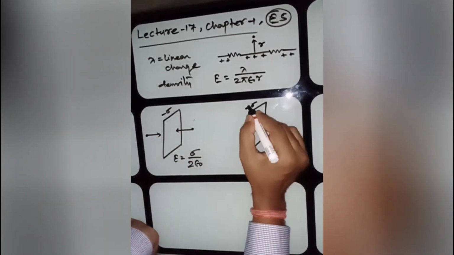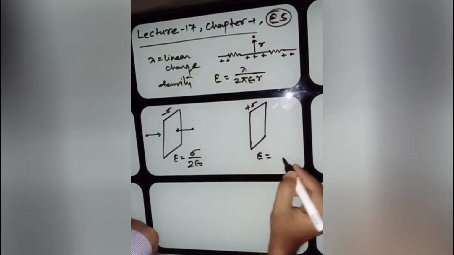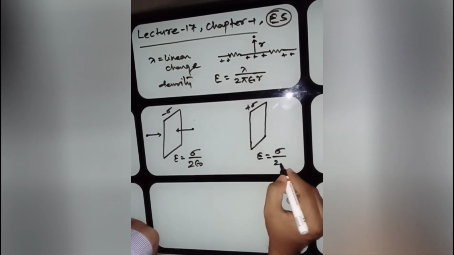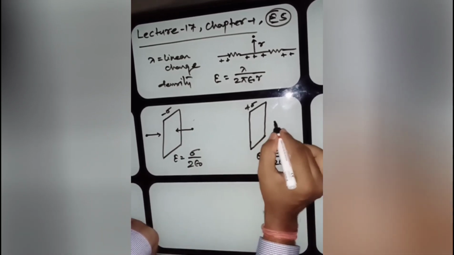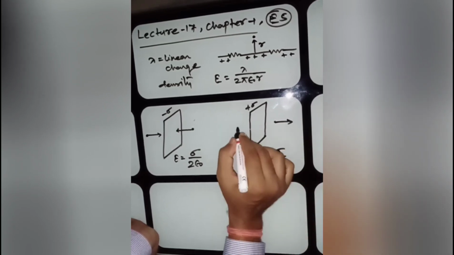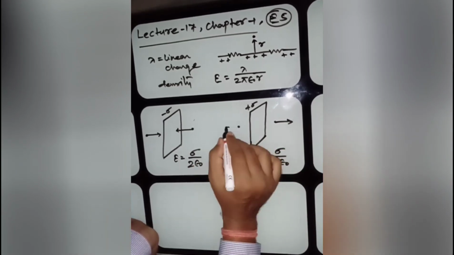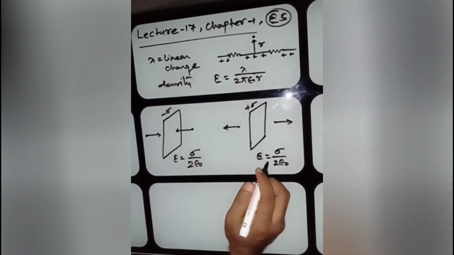Over here, this is the positively charged plate. The electric field will have the same magnitude, sigma by 2 epsilon naught. If you are finding the electric field over here, the field will be away from the plate since it is positively charged, and if you are finding it over here, the field will be away from the charge due to its positive nature.